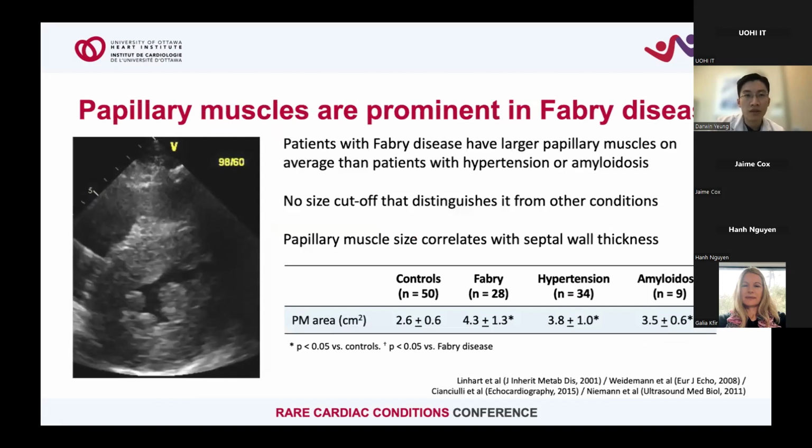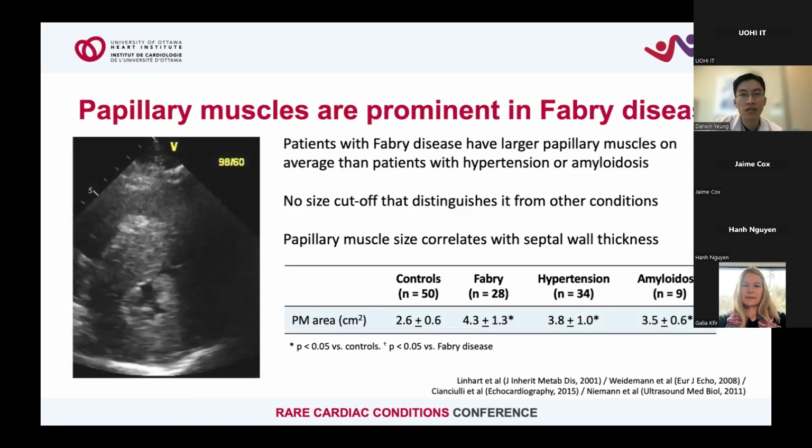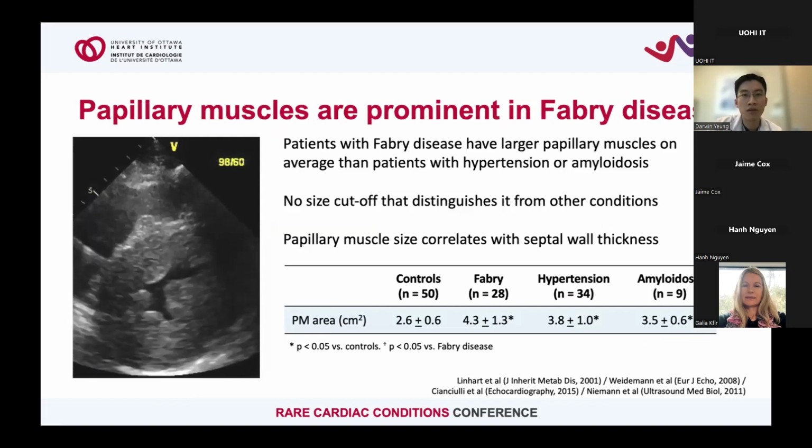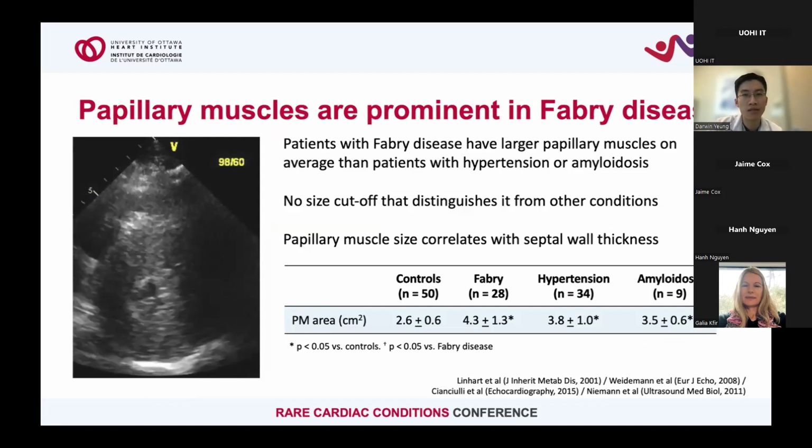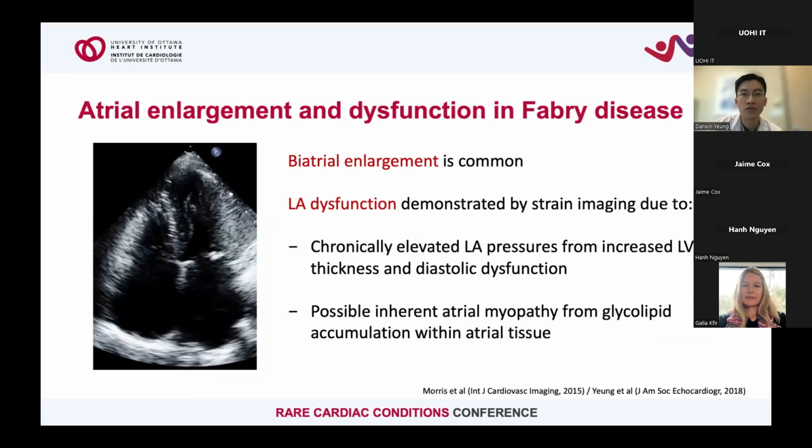Papillary muscles are often thought to be more prominent generally in patients with Fabry disease compared to other conditions with increased wall thickness. That could be a clue as well. Biatrial enlargement is very common. Left atrial dysfunction can be detected with left atrial strain imaging and is thought to be a result of at least a couple of mechanisms. One could be related to chronically elevated left atrial pressures due to increased LV wall thickness and diastolic dysfunction that results from that. There could also be inherent atrial myopathy related to lipid accumulation within the atria themselves.